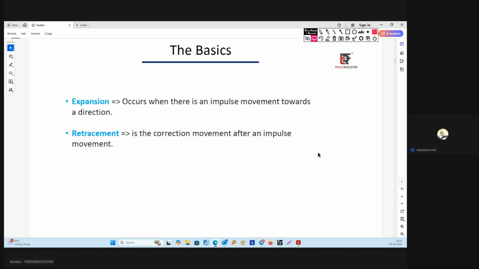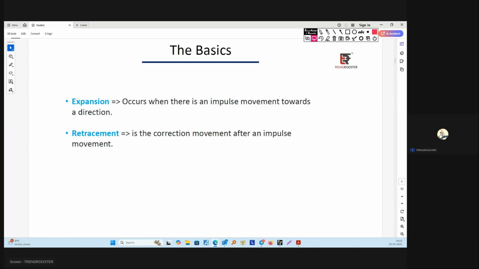When you see the basics, in trend trading or any market, there are two things present in the market. One is called expansion, and the other is called retracement. Expansion occurs when there is an impulsive move towards a direction. Retracement is the opposite of expansion: a corrective movement after the impulsive movement. Though it is terminology and jargon, just stay with me. I will explain everything on the next slide. You guys are there, right?